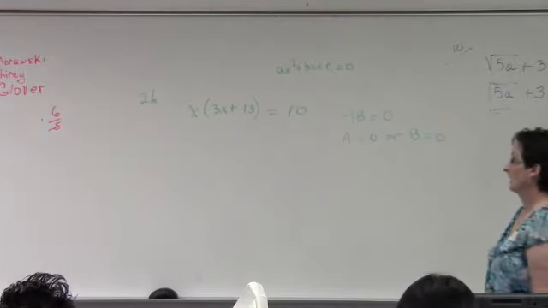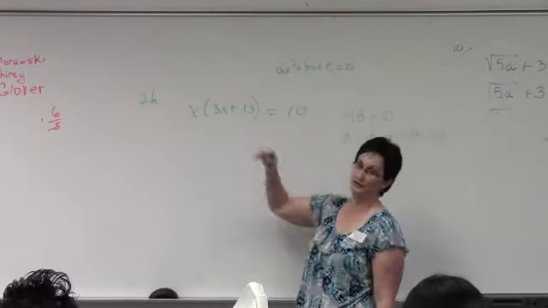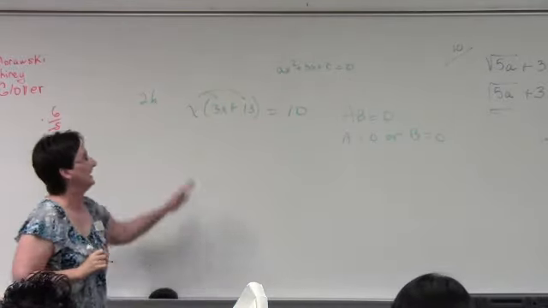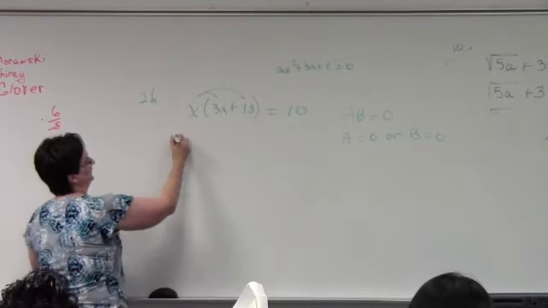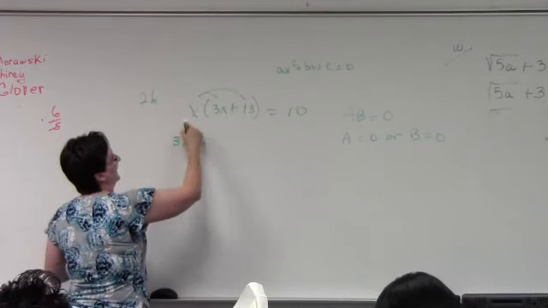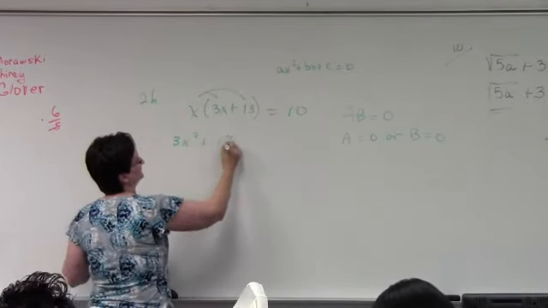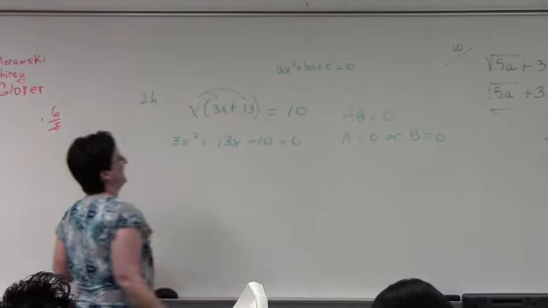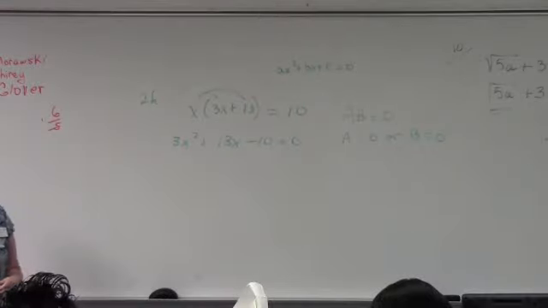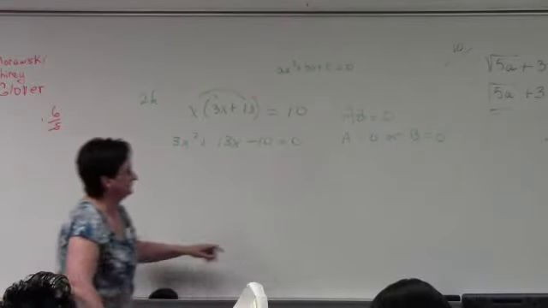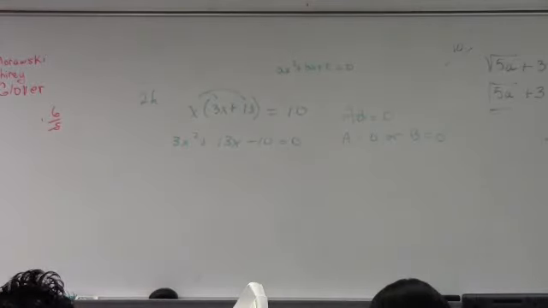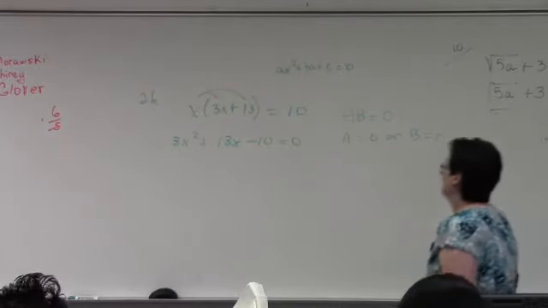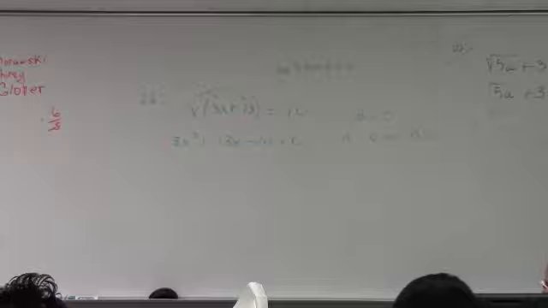So how do we get this to look like this? Minus 10. What do we need to do first? Oh, yeah. X times 3x is? 3x squared. X times 13. Move the 10 over. Now it is in standard form. What do we do next? We're going to solve by factoring.